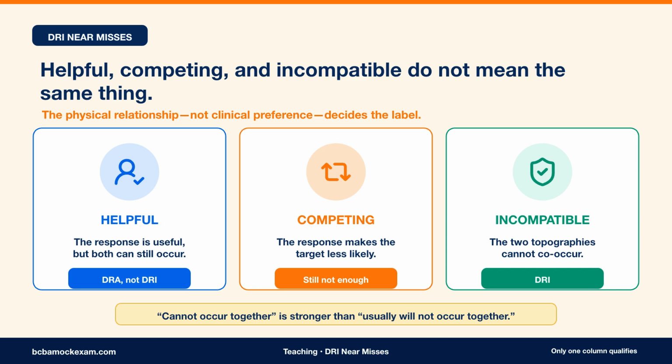Do not call a response DRI merely because it is useful or likely to reduce the target. Saying help while tearing paper or marking a checklist while humming remains physically possible. Those may be DRA examples. DRI requires literal incompatibility between the defined response topographies.